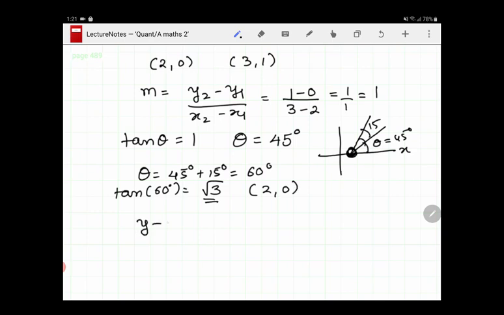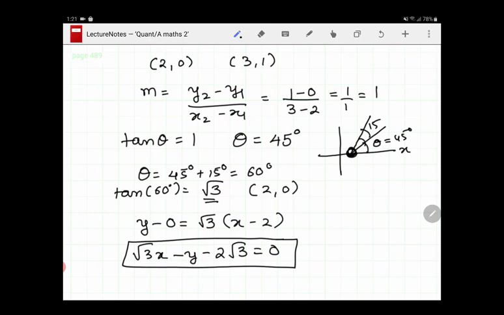So y minus y1 is equal to m into x minus x1. Simplifying this, root 3x minus y minus 2 root 3 is equal to 0 will be the equation of the new line that is formed. I hope everybody understood this problem.